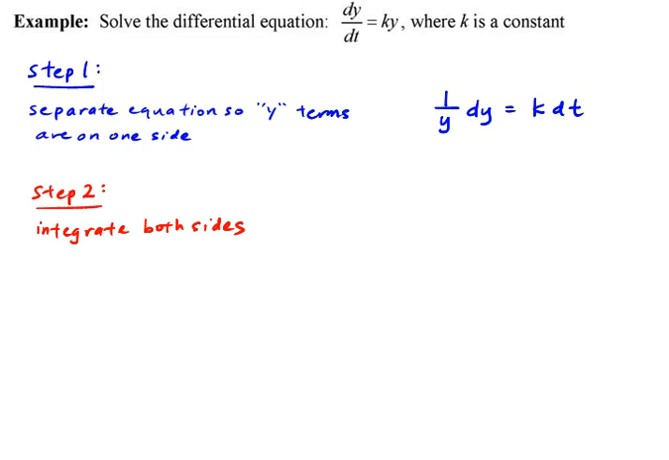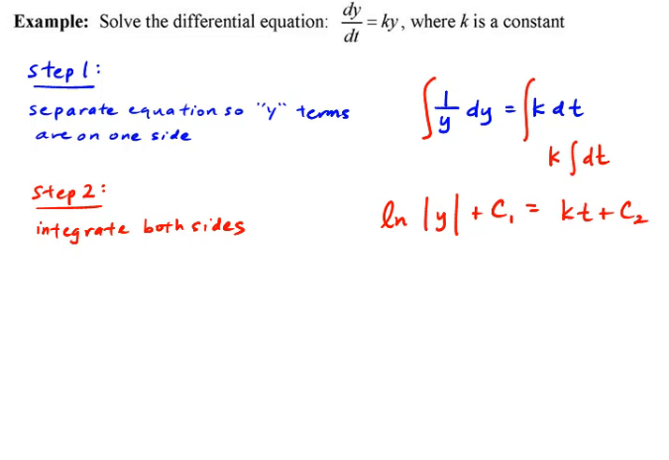Okay, the next step then, we want to integrate each side of this equation. So we're going to evaluate the integral of 1 over y dy, and we're also going to evaluate the integral of k times dt. We're integrating with respect to y, so we're going to get the natural log of the absolute value of y plus some constant, which I've called c1. And on the right side, since the constant can be taken out of the integral, we end up with kt plus some other constant, which I've called c2.